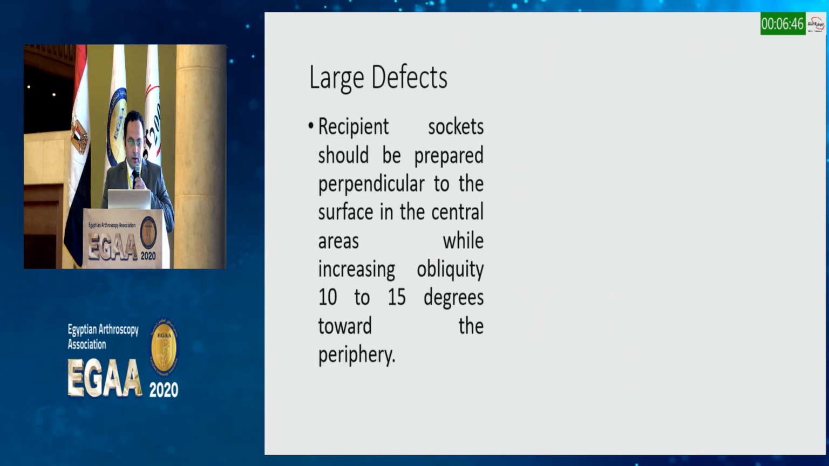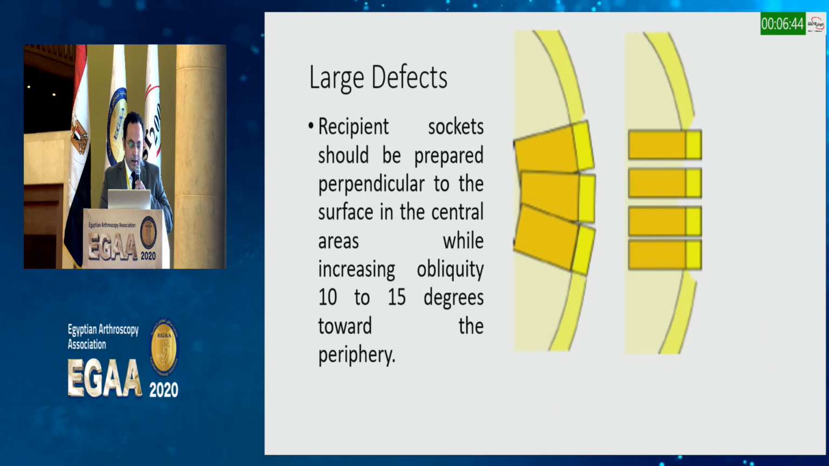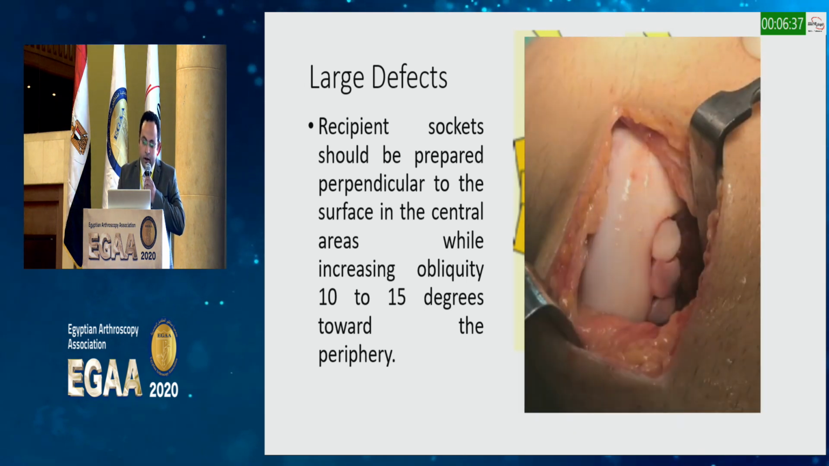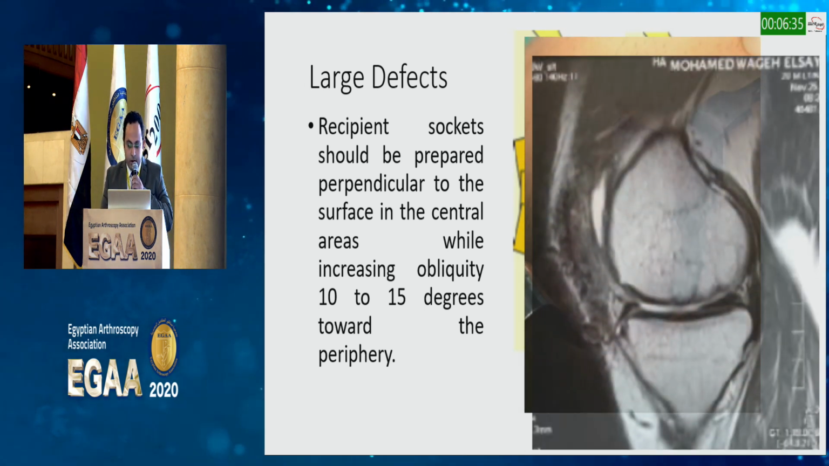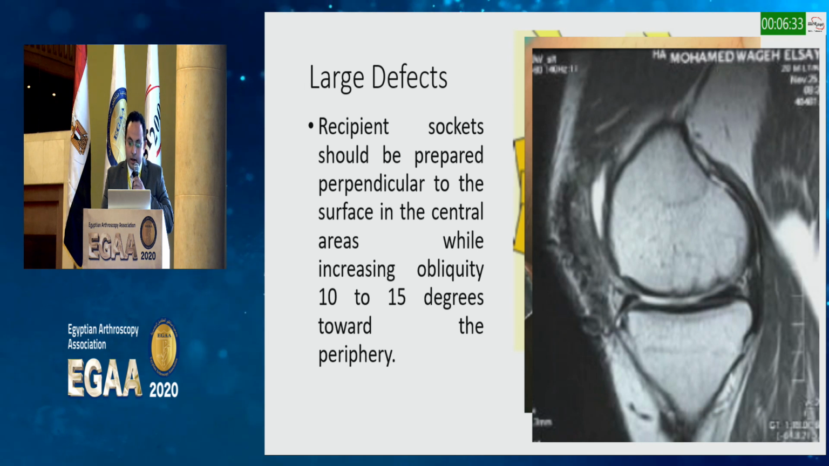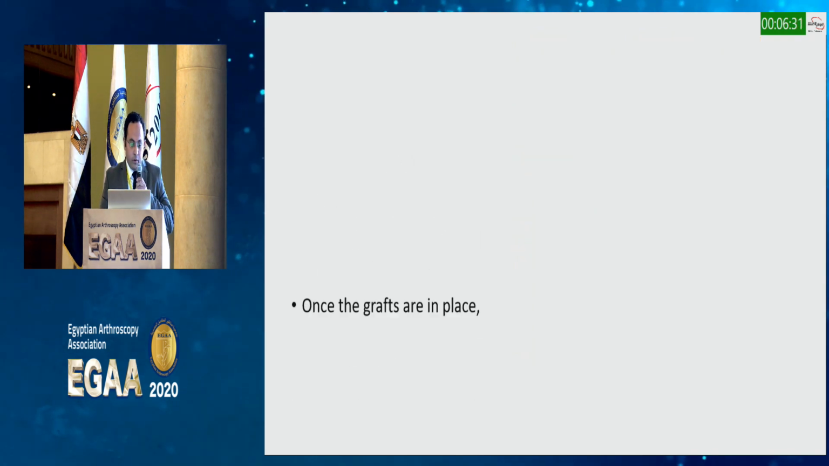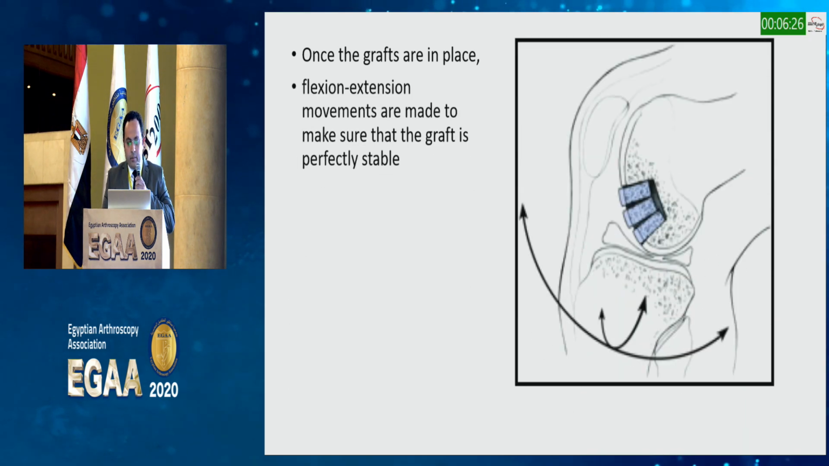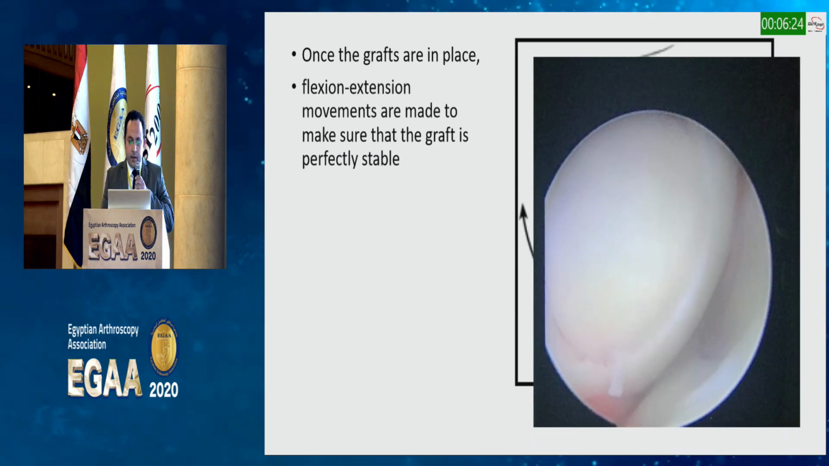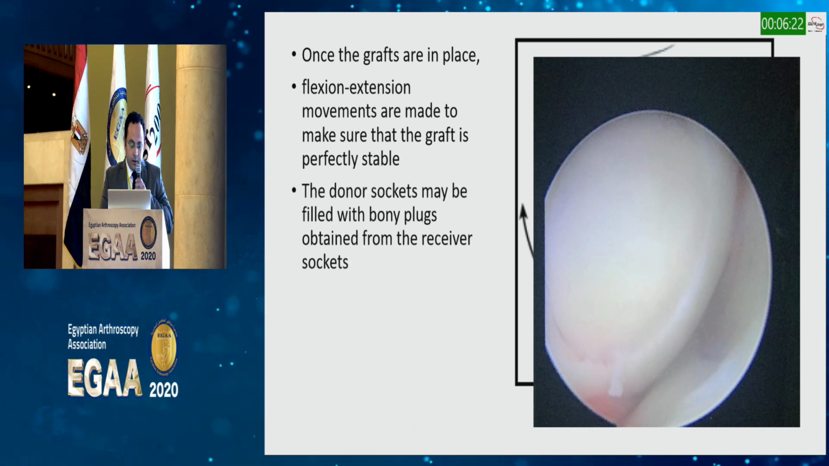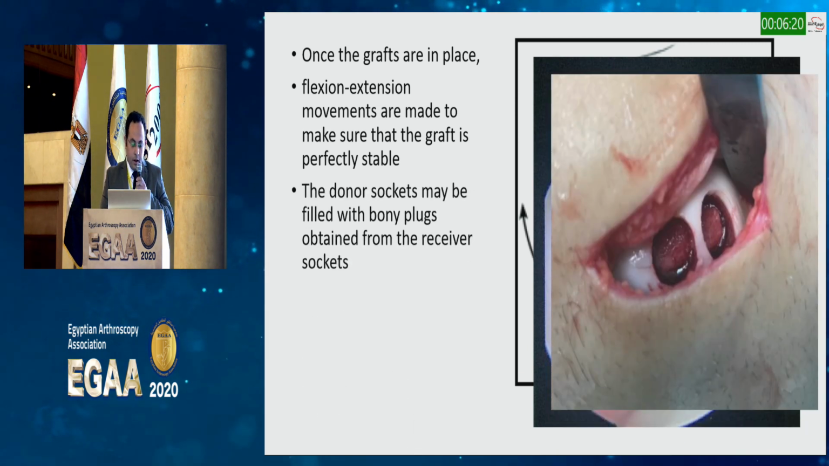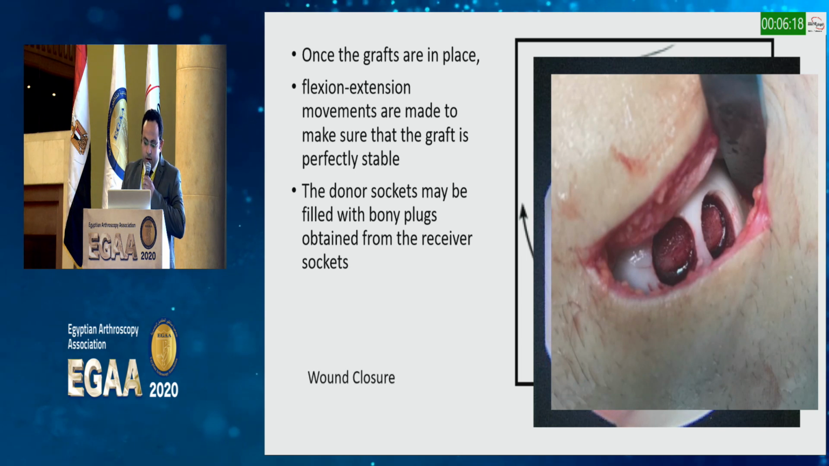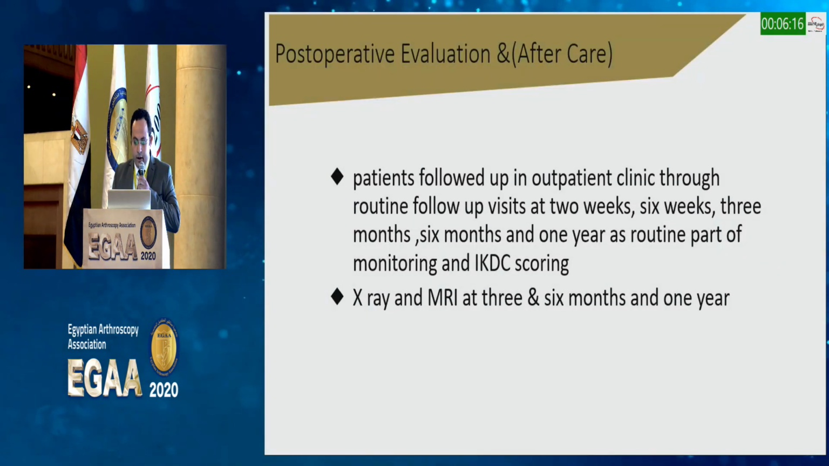In a larger defect, the recipient socket should be prepared perpendicular to the surface in the central area, and with increasing obliquity of 10 to 15 degrees towards the periphery, respecting the congruity of the articular surface and matching the curvature of the femoral condyle. Once the grafts are in place, flexion and extension movements are made to make sure that the graft is perfectly stable. The donor sockets may be filled with the bony plugs obtained from the recipient socket, and then closing the wound in layers.